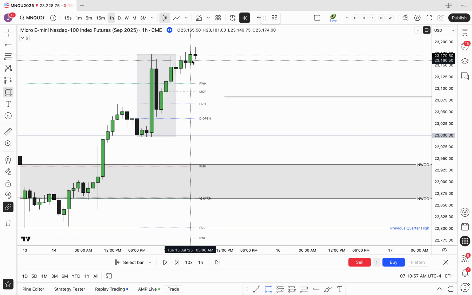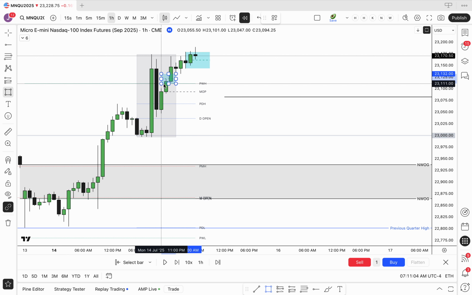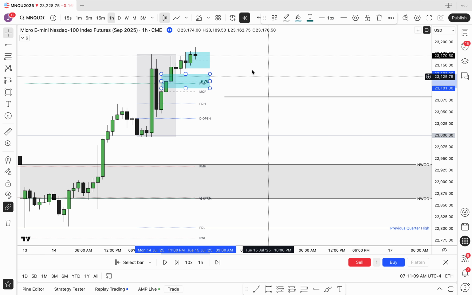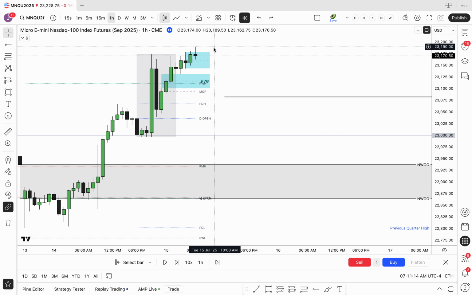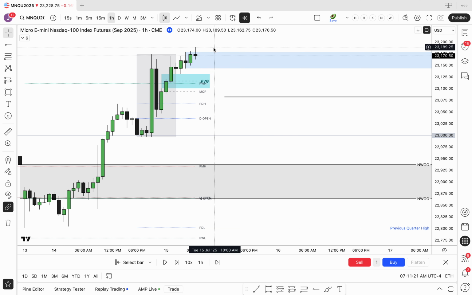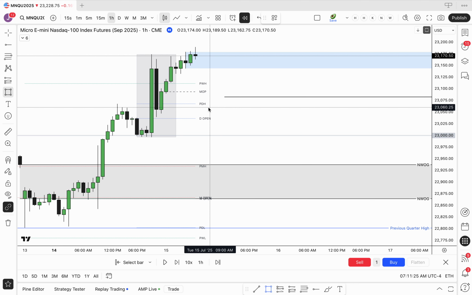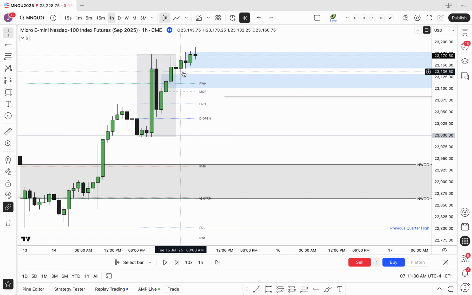What's closest to price? Well, you have an order block. You have fair value gaps here. Just make that discount array. So you have an order block there, fair value gaps here. You would want to see those function as support.